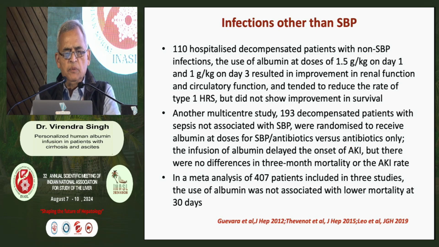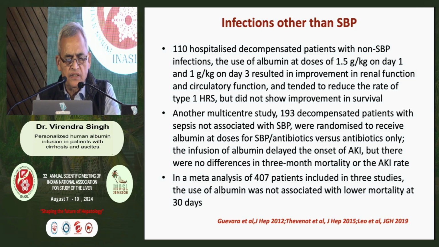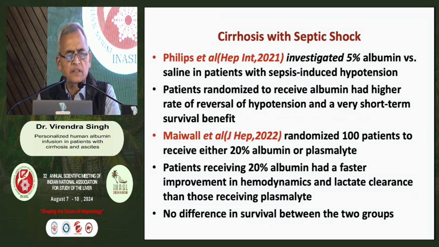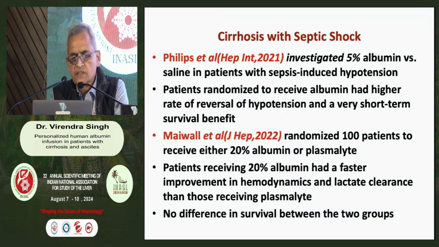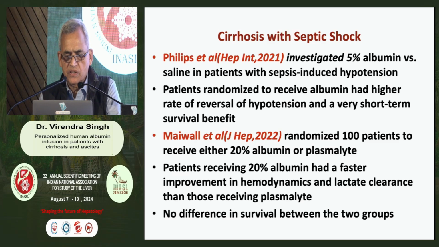Infections other than SBP. Here, in the final meta-analysis of 407 patients included in these 3 studies, the use of albumin was not associated with lower 30-day mortality. This is cirrhosis with septic shock. Philip et al. investigated 5% albumin versus saline, and here the patients were randomized to receive albumin, with a higher rate of reversal of hypotension and a very short-term survival benefit.